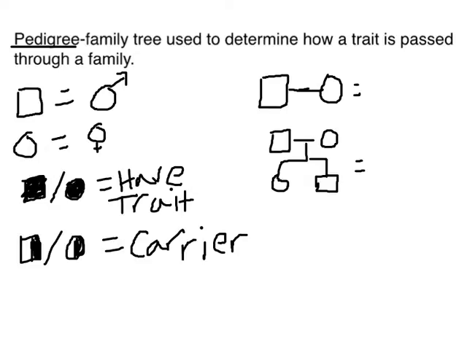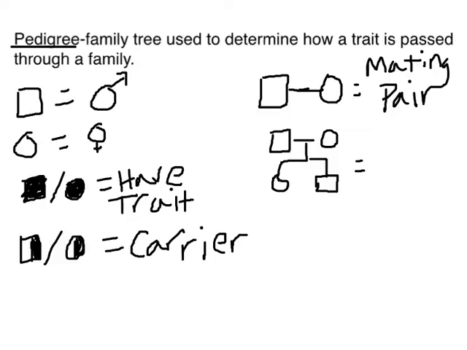Another symbol you'll see is this one where you have a circle and a square that are connected. That's a mating pair. And the reason why we say mating pair is because pedigrees can be made for any organism, not just people. So it doesn't necessarily mean married, it just means they're mating and having offspring. You could do pedigrees for bunny rabbits or horses or even plants if you wanted to. So that's why we call that a mating pair.